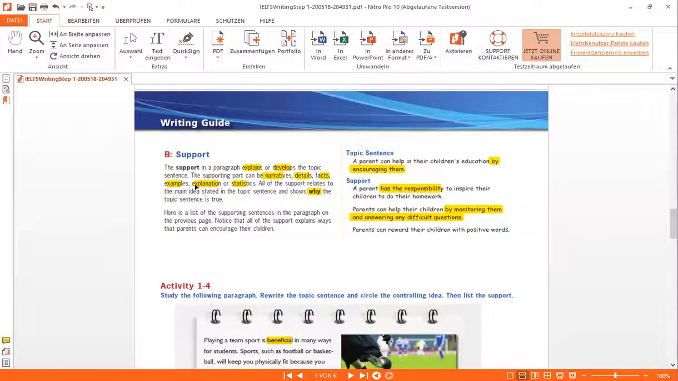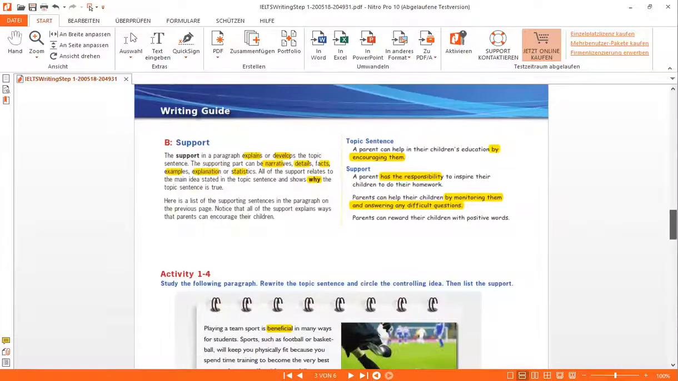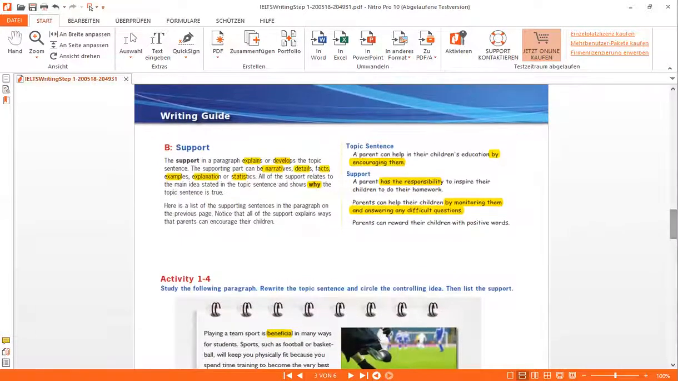Try to explain your controlling idea a little bit with one sentence, and then narrate something. For example, when I was young, my parents would do this, or when my sister was young. Try to use at least 2 of these tools in the supporting sentence part. That will show the reader your range of vocabulary, your range of expression, and will also bring some dynamics and variety into your paragraph or essay.